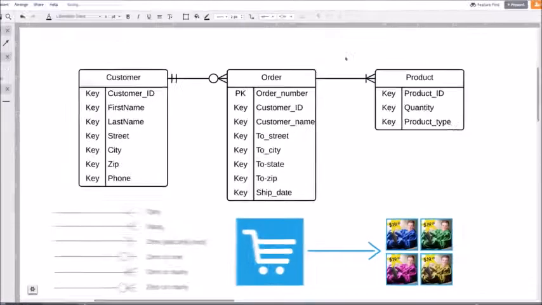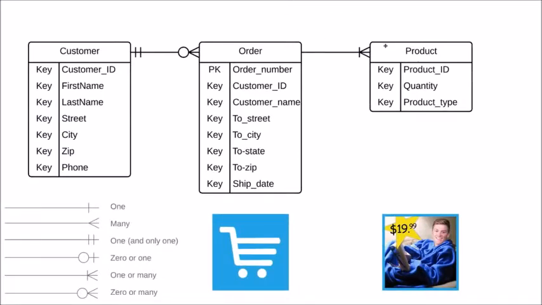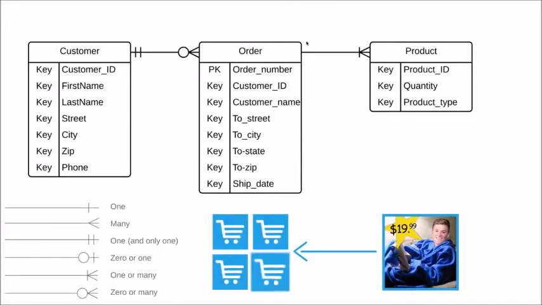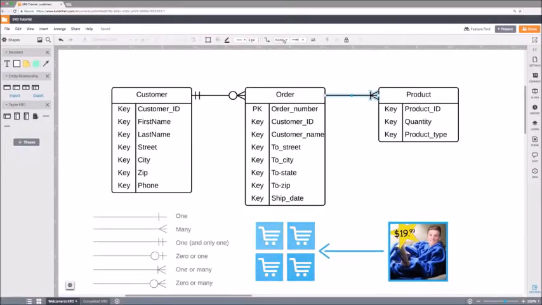Now we ask ourselves that question in reverse. A product can be a part of how many orders? Well, a product could be a part of no orders, but it also could be a product of many orders. So we're going to use this zero or many notation on our diagram.